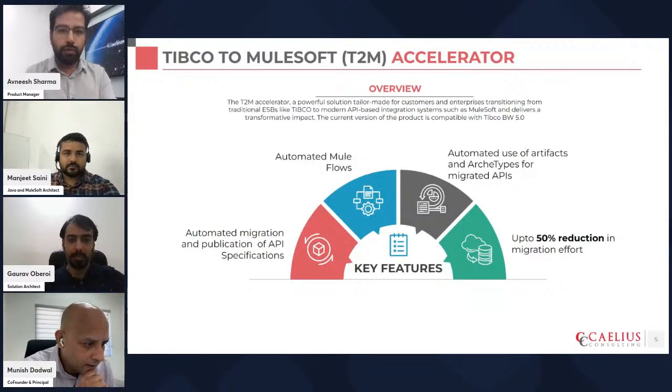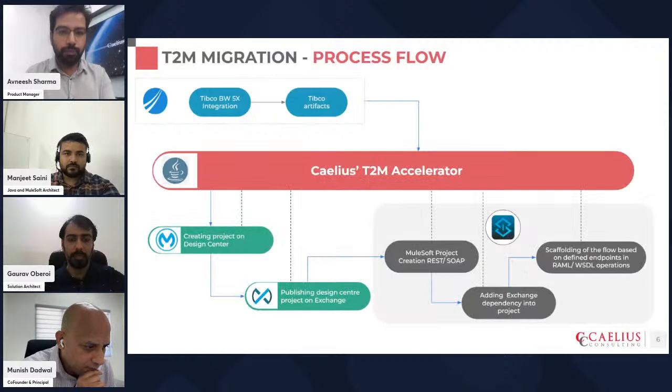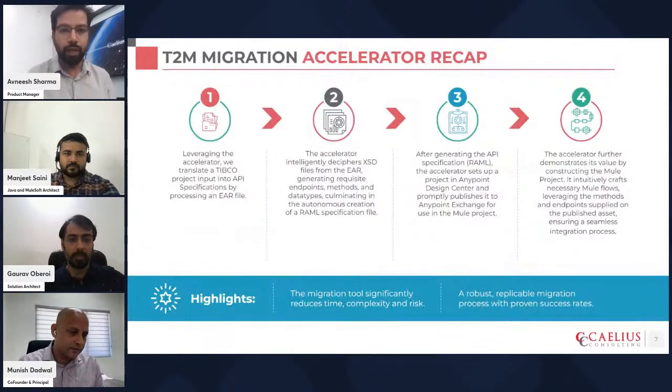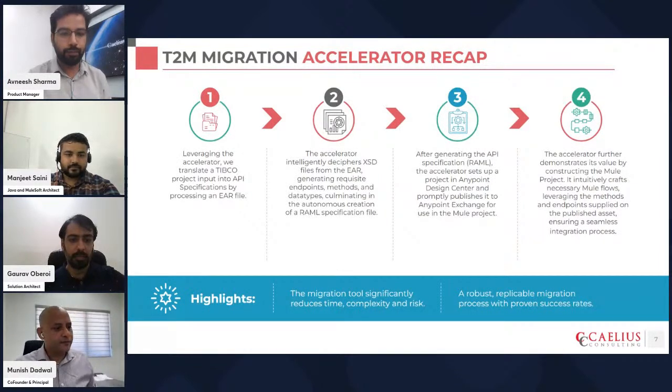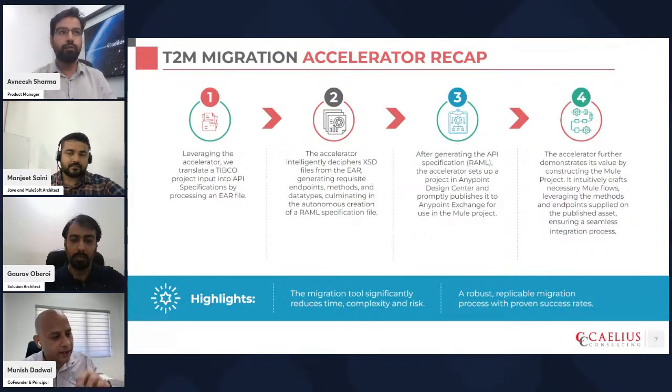Perfect. Moving on from here, I would like to have a quick recap. Manish Dwal, I would request you to give a quick recap of the T2M to our viewers. Absolutely. Thanks, Avnish. Thanks, Gaurav, for the great presentation. Like Gaurav mentioned during his demo, we have 4 steps that went through the complete process. One was reading the year file, the artifacts from Tibco, taking those artifacts, converting the definitions on the design center, publishing it to Exchange, then creating the scaffolding of the project, creating the template, downloading the dependencies, creating the flows and subflows, and the project is ready to be used.